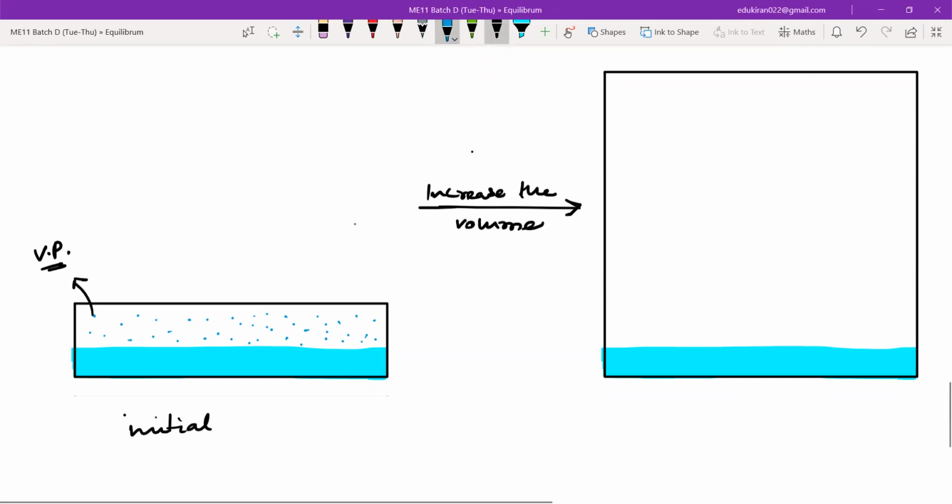So initially we had this equilibrium of liquid to gas, and this liquid to gas and gas to liquid. So gas to liquid was only happening because water molecules in gaseous form, the vapor, were striking the liquid, and it was converting into liquid form. But in this case, when I increase the volume, the number of water molecules striking the liquid will increase or decrease. What are the chances of striking now? The chances of striking the liquid water increase or decrease if I increase the volume?